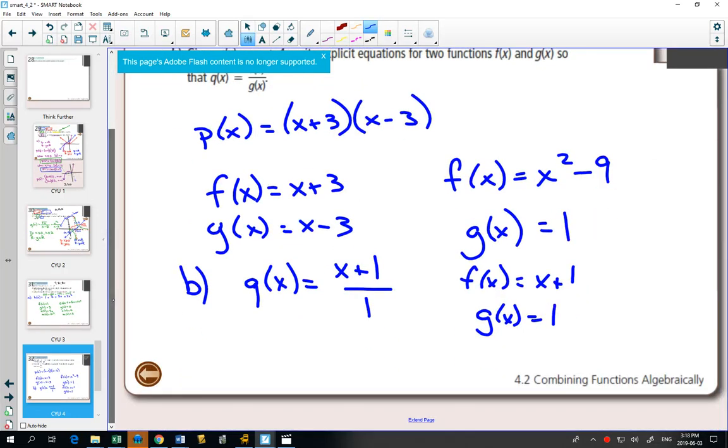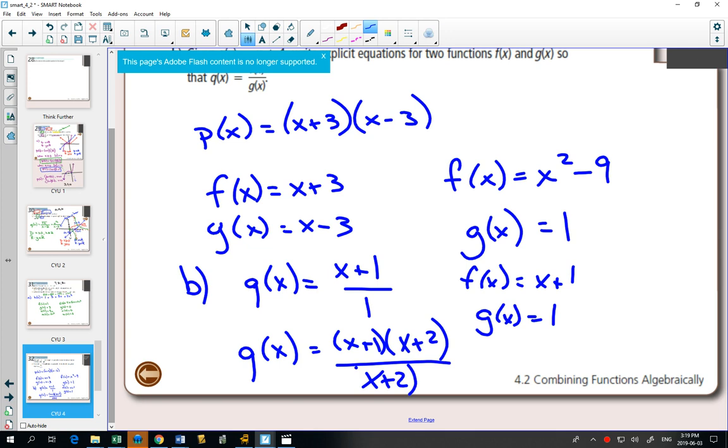because sometimes what students will do is they'll make this equation, x plus 1, x plus 2 over x plus 2. Doesn't that simplify to the same thing? But what's the difference between this one and this one? The bottom one has a non-permissible value. The top one doesn't.